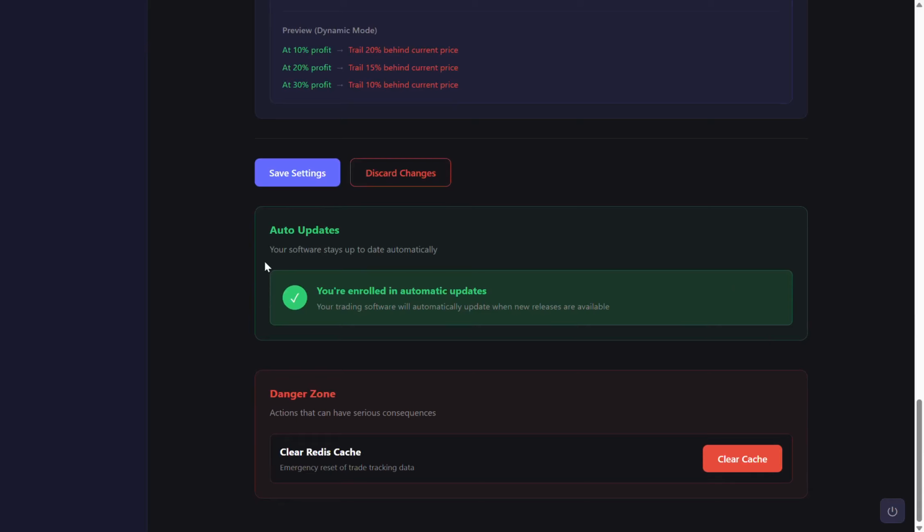Here you'll just want to make sure that you're signed up and enrolled in automatic updates. That is going to help us a ton, because we can update anytime there's a bug or a new feature or an update or anything like that. We can update completely on our side without you having to do anything at all.